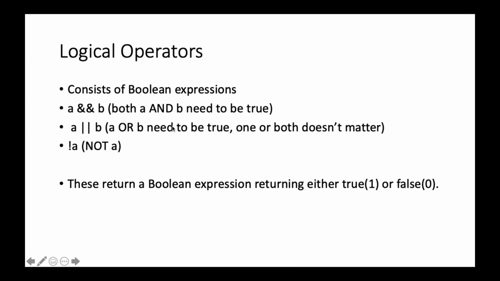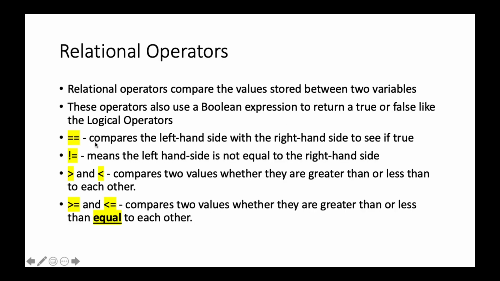We'll just go on to the next thing. These operators just consist of Boolean expressions: and, or, and there's also not. Relational operators. With these, you are comparing two values. With this, you have these two equal signs. This is different from just having one equal sign, because one equal sign would be assigning a value to a number. These two equal signs mean that these values are being compared, so they have to equal each other.